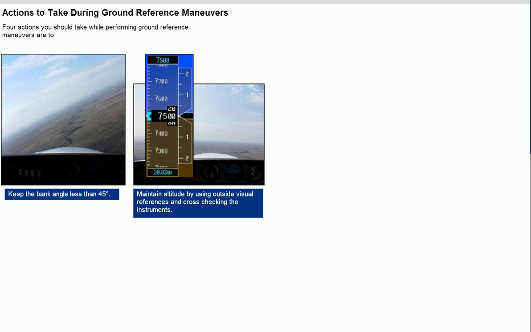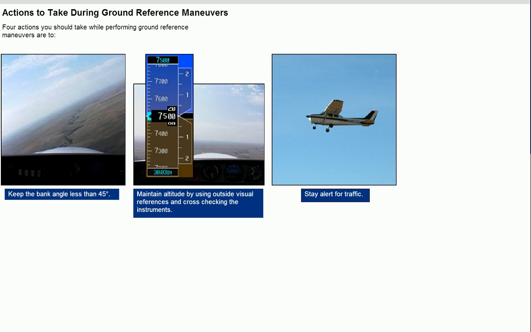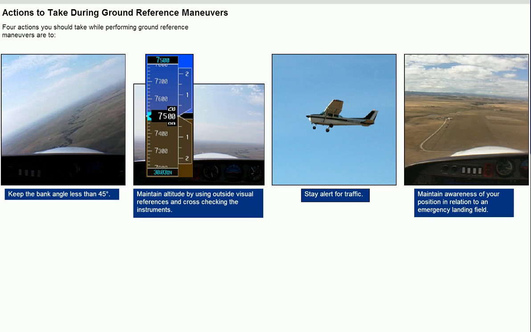Maintain altitude by using outside visual references and cross-checking the instruments. Stay alert for traffic. Don't become so absorbed in looking at the ground that you neglect to watch for other aircraft. Maintain awareness of your position in relation to an emergency landing field.